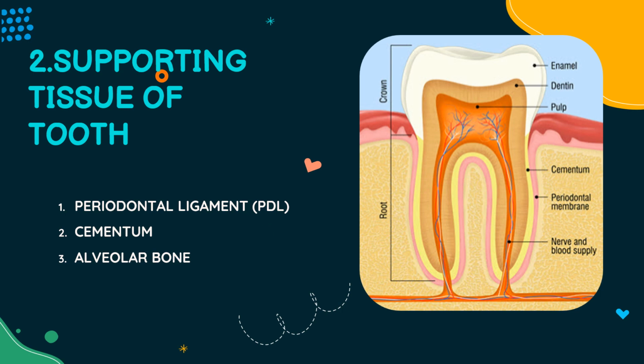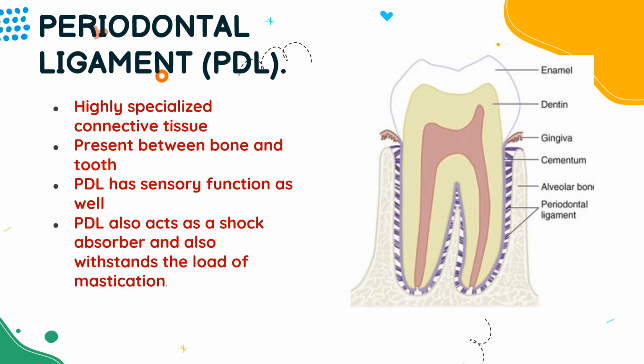Periodontal ligament is a specialized connective tissue. It is also called PDL. It connects the tooth to the bone and helps it anchor and plays its part as a shock absorber. Along with that, it also withstands the forces of mastication.